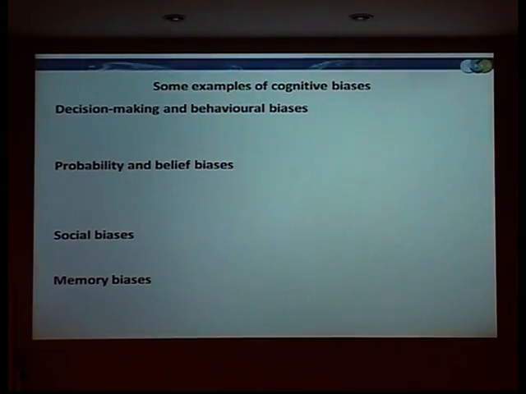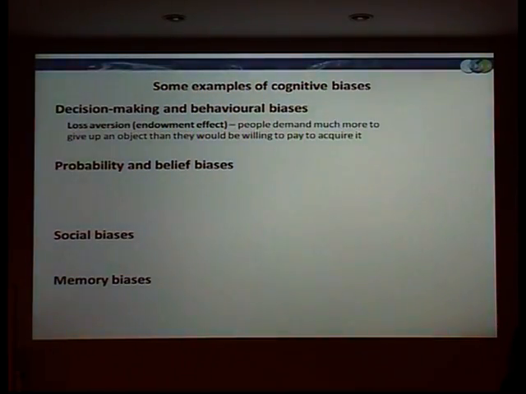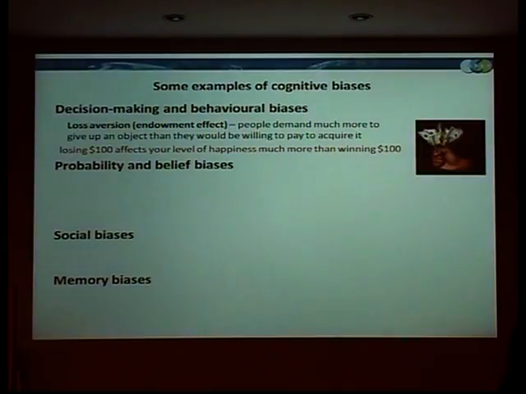So you would generally find 4 groups of cognitive biases. The first one is biases in the way we make decisions and show behaviour. One famous one is loss aversion, or the endowment effect. People demand much more for giving something up than they're willing to pay to get it. Basically, losing $100 affects your happiness much more than gaining $100. And it was already mentioned in one of the other past talks.